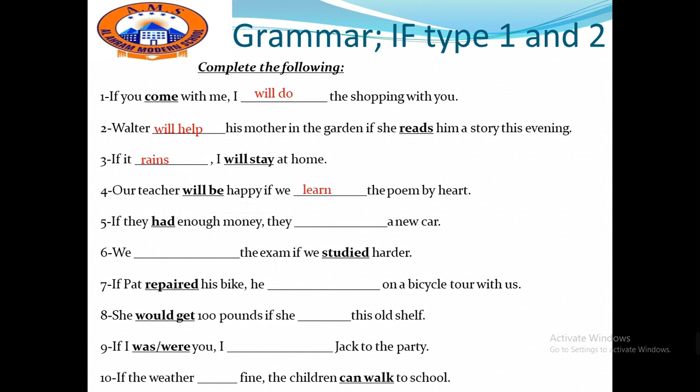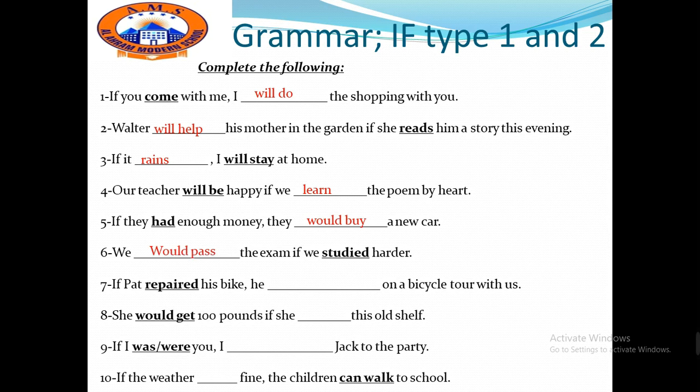If they had enough money, here it's had. It's past simple. So it is the second conditional. Very good. If they had enough money, they would buy a new car. Number 6. We space the exam if we studied harder. Studied here, past simple, so we have to use would plus infinitive. We would pass the exam if we studied harder.